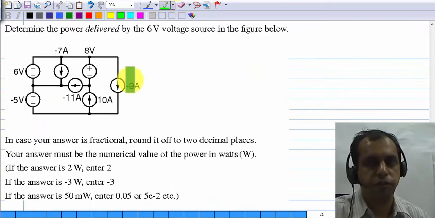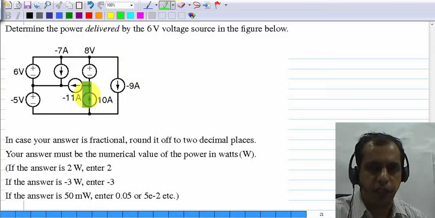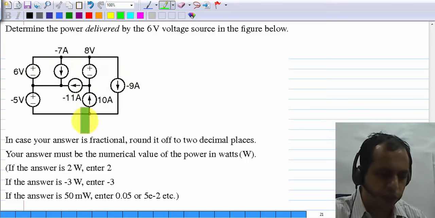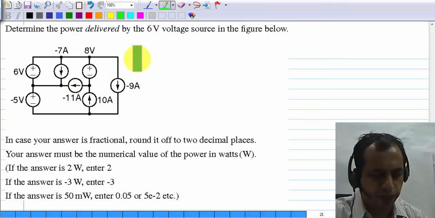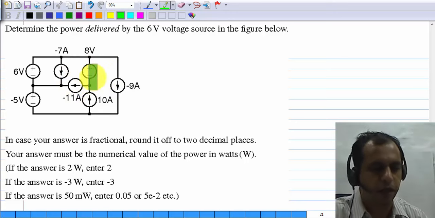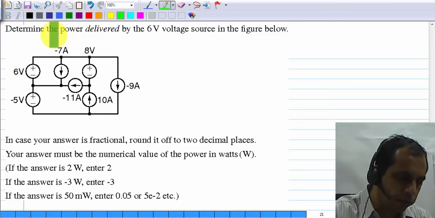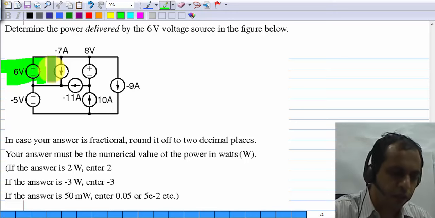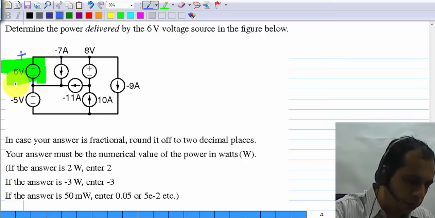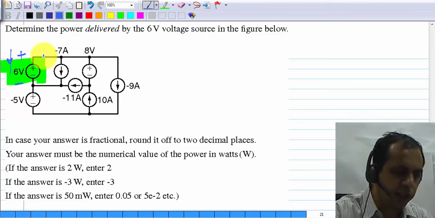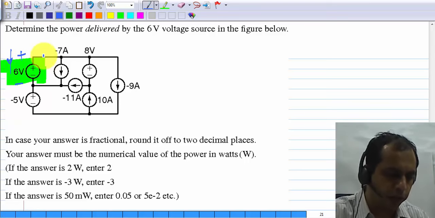Now let's go to the fifth problem. This is a network consisting entirely of voltage and current sources. This is actually quite easy. This is just to test your knowledge of Kirchhoff's law and proper calculations with passive sign convention. You are asked for the power delivered by the 6 volt source. So power absorbed by the 6 volt source will be this voltage times current in that direction, and negative of that will be the power delivered.